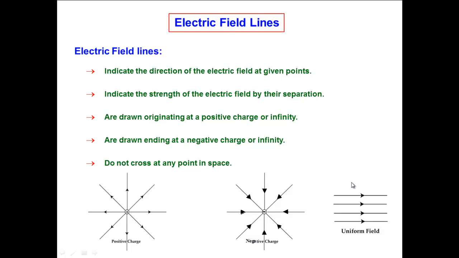One more word about the uniform field. Remember that the strength of the field is indicated by the separation of the field lines. So if the lines are always the same distance apart, that means no matter where you are, the electric field has the same strength. And again, if they're parallel, and the arrows all point in the same direction, it means that the field always has the same direction. And that is a uniform electric field. So you may have occasion to draw these kinds of field lines, or at least to interpret them in your work, so make sure that you understand these rules.